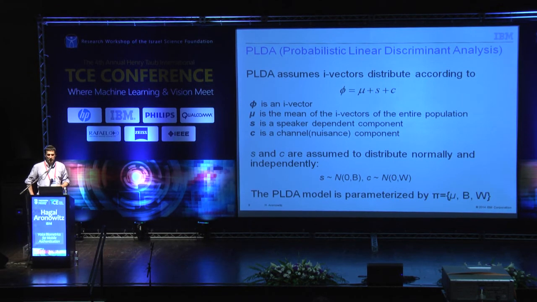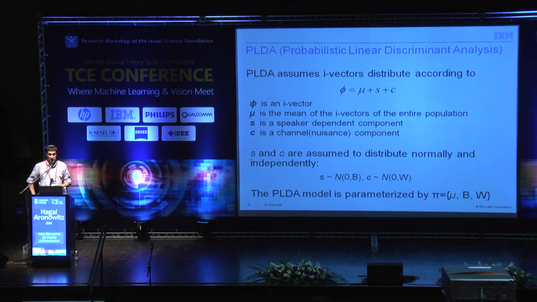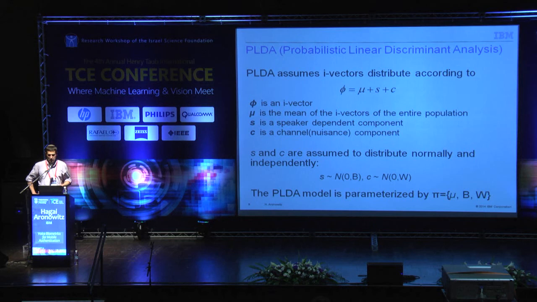Okay, so how do we model in this I vector space, in this high-level feature space? Well, the state of the art for speaker recognition, and until lately also for face recognition, is probabilistic linear discriminant analysis, or PLDA. PLDA assumes that the I vectors distribute according to the following equation. Phi, which is the I vector, is a sum of 3 components. The first one, mu, is the mean of the distribution over the whole population. S is the speaker-dependent component, so this is actually the speaker information. This is what we really want to observe and to classify according to, to S. And C is a channel or nuisance component, some noise component. S and C are assumed to distribute normally and independently with covariance matrices B and W.